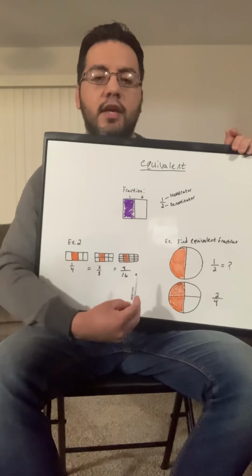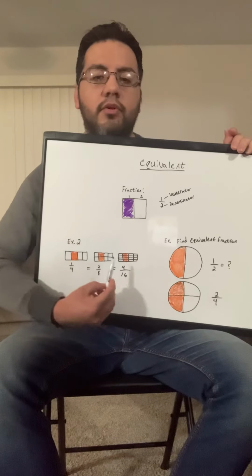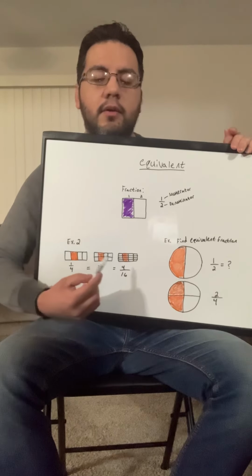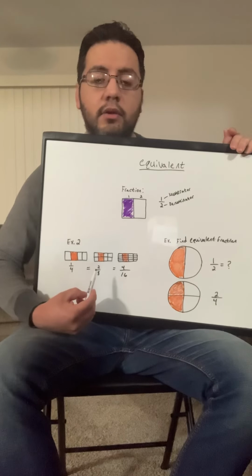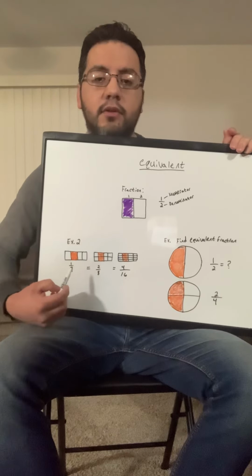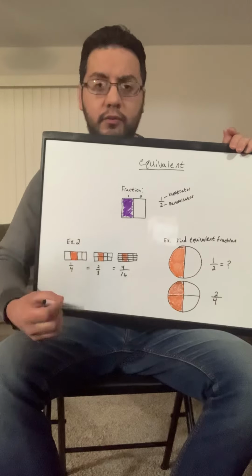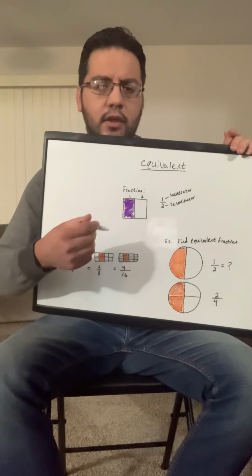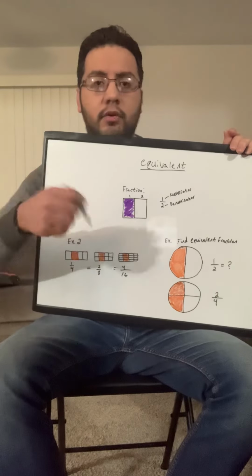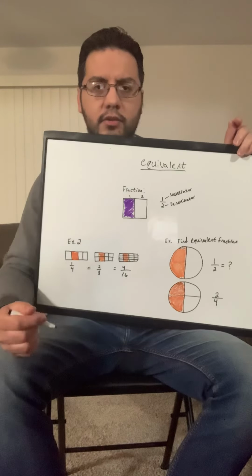The only thing that has changed is the number of pieces. So these are all equivalent: 4/16, 2/8, and 1/4. They're all equivalent fractions. So for this lesson, we're going to be taking a look at these examples along with others about equivalent fractions.